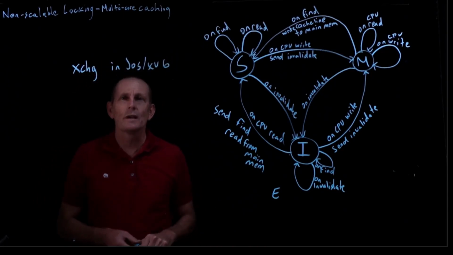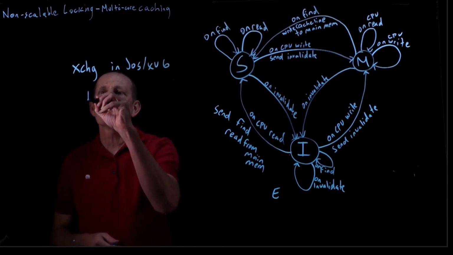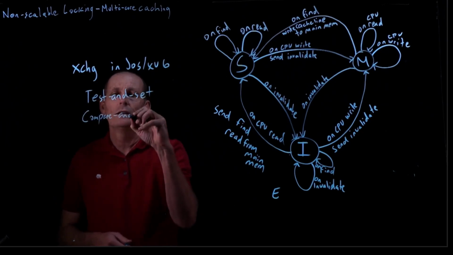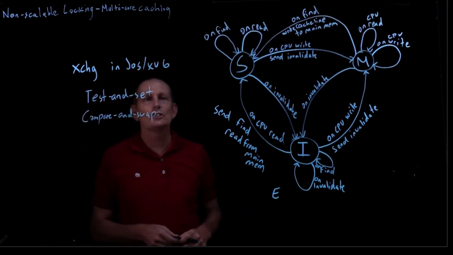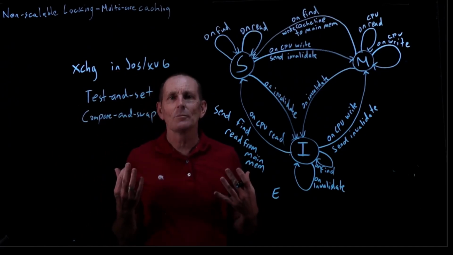So what we've seen is the exchange instruction used in JOS and XV6. So that is one atomic operation. There are other atomic operations as well. So for instance, test and set, or compare and swap. Now, how does this work? Something like the exchange actually does a read and then has to do a write. So how does that actually get implemented?